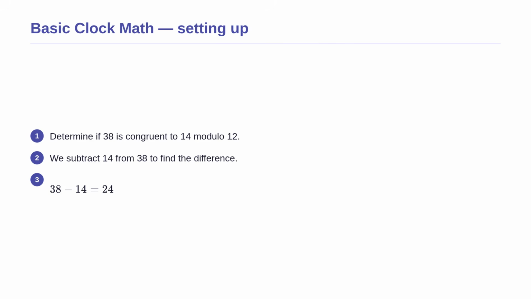Before we prove why this subtraction method works, let us see it in action with a concrete example. We are asked to determine whether the number 38 is congruent to the number 14 modulo 12. This is exactly equivalent to asking if 38 hours and 14 hours point to the same spot on a clock. We will use the subtraction definition of congruence. Instead of dividing both numbers by 12 and comparing their remainders, we will simply subtract 14 from 38. This gives us a difference of 24, representing the total distance between the two numbers.